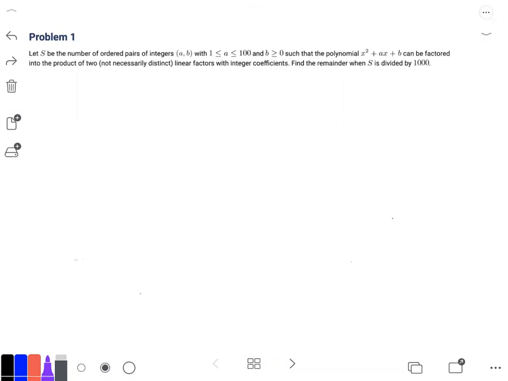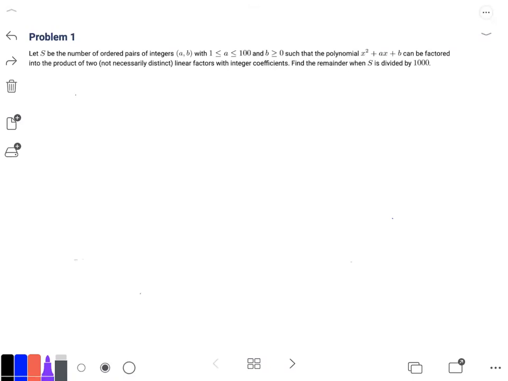Let S be the number of ordered pairs (A, B), with 1 ≤ A ≤ 100 and B ≥ 0, such that this quadratic polynomial can be factored into the product of two not necessarily distinct linear factors. And then we want to find the remainder when S is divided by 1,000.